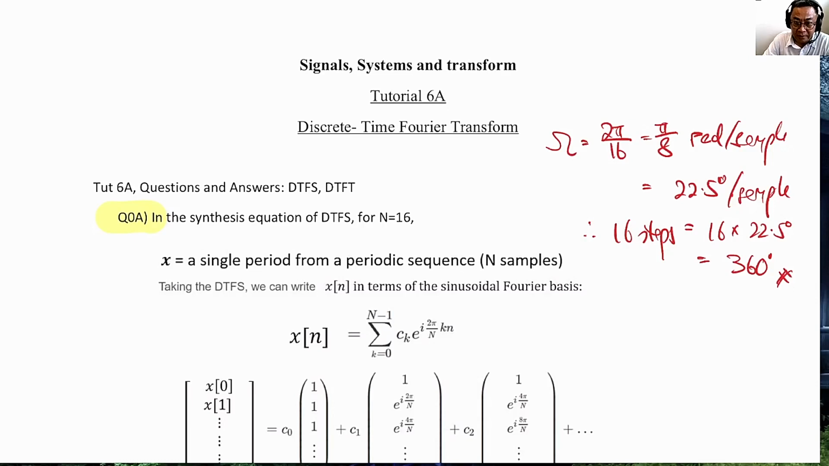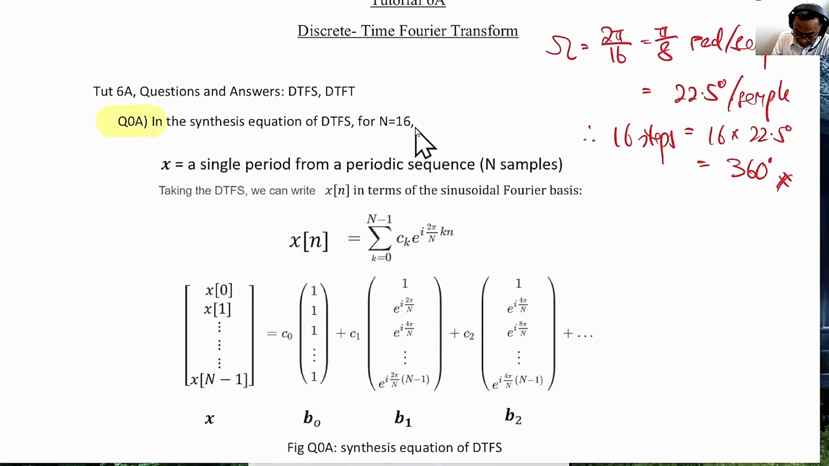This is tutorial 6A, question 0A. This question asks us to analyze the synthesis equation of the DTFS for N equals 16. This means that we are given x, a periodic signal that repeats every 16 samples. We then use the synthesis equation to reconstruct x[n]. This is the DTFS synthesis equation.